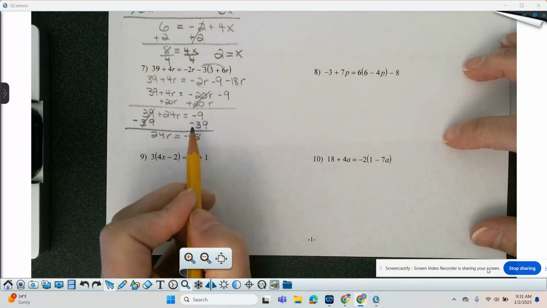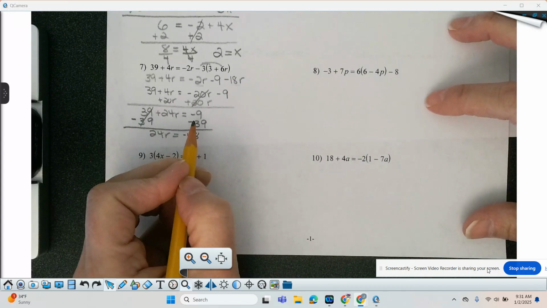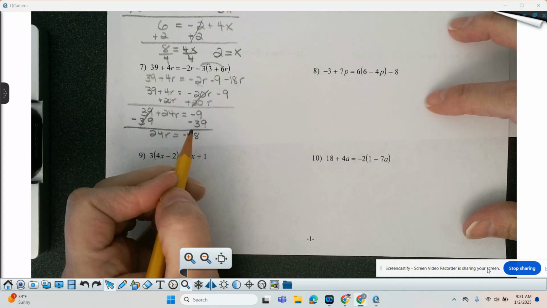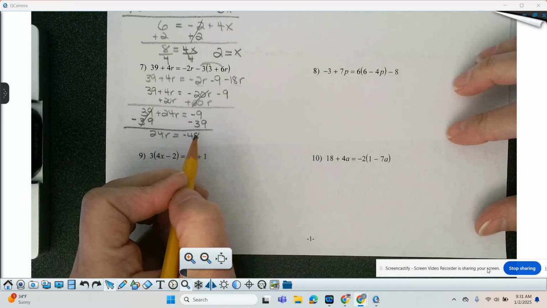Negative 9 and a negative 39 combined together to give you a negative 48. Remember, when the signs are the same, when you're combining, you keep your sign and add the numbers.